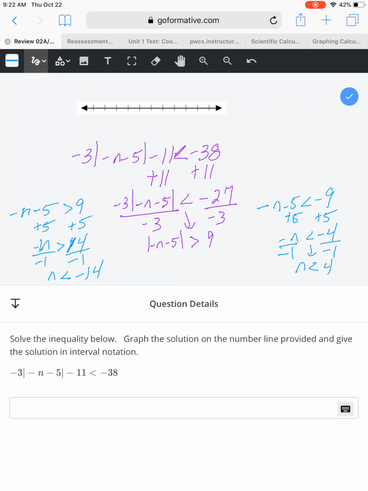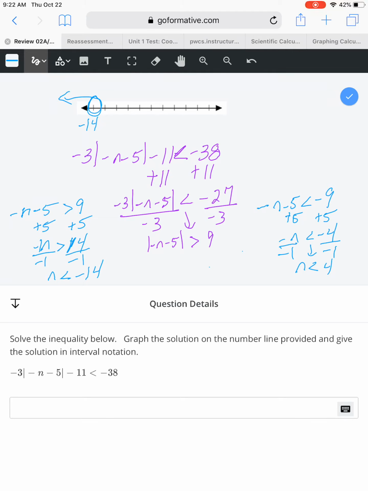All right, I do that on a number line. I'm just going to do a rough sketch because this number line is not long enough for these values. So I'm going to say that this is negative 14. It doesn't really matter. There's a whole bunch of numbers in between. n is less than negative 14, so I'm going to have an arrow going this way.